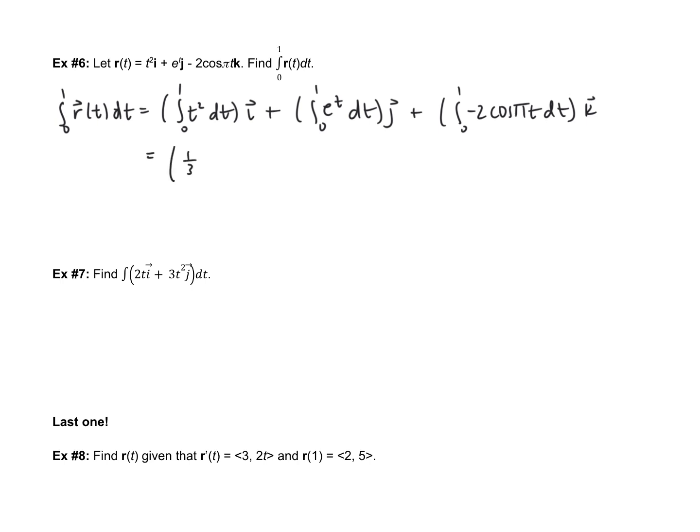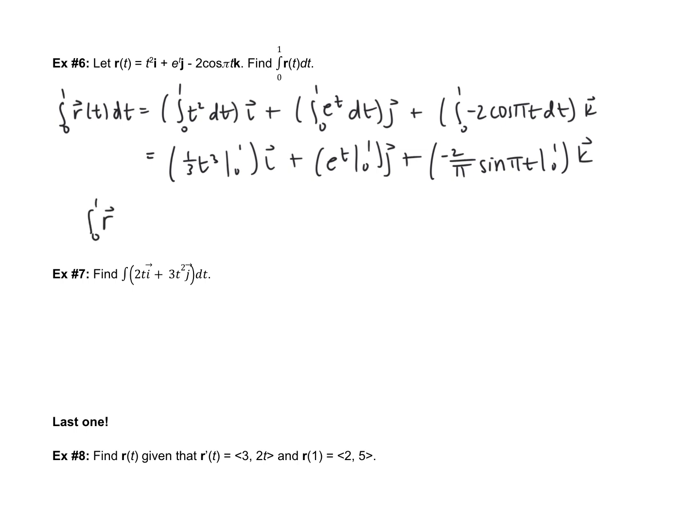So this is then 1/3 t cubed from 0 to 1 i. This is e to the t from 0 to 1 j. And then this is negative 2 over pi sine of pi t from 0 to 1 k. So simplifying all of that, our final answer is going to end up being 1/3 i add e subtract 1 j.